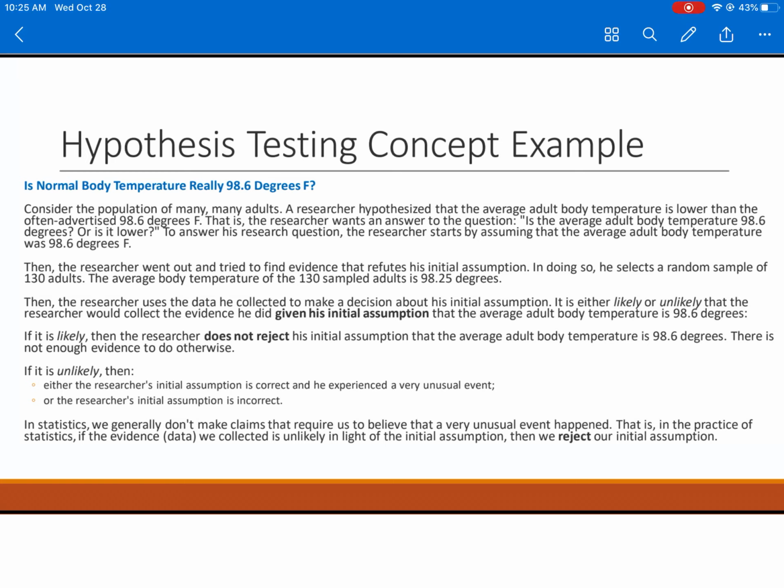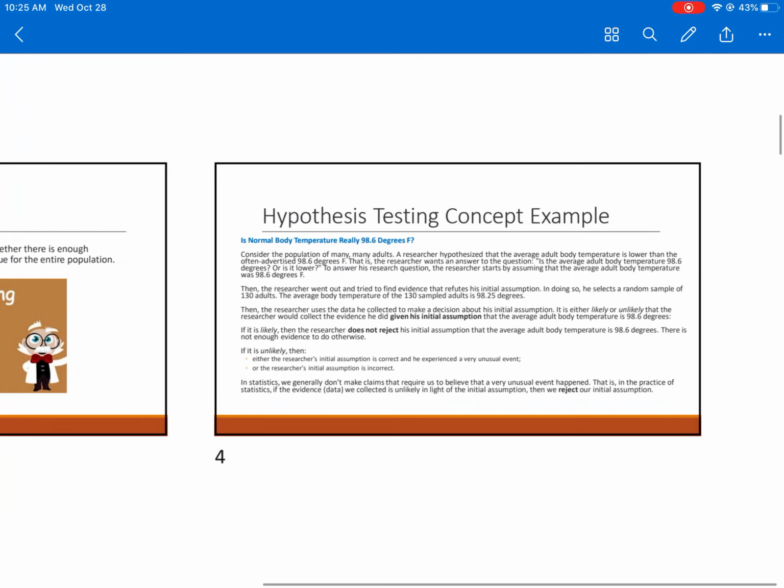In statistics, we generally don't make claims that require us to believe that a very unusual event occurred. That is, in the practice of statistics, if the evidence, so your data, was collected is unlikely in light of the initial assumption, then we reject our initial assumption.